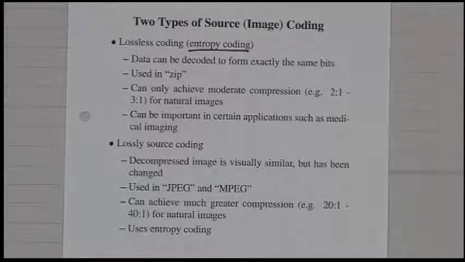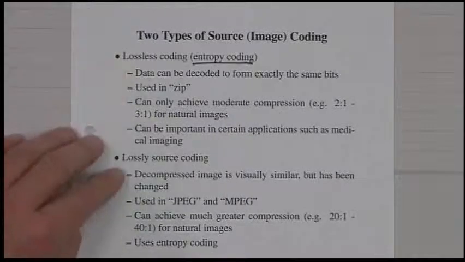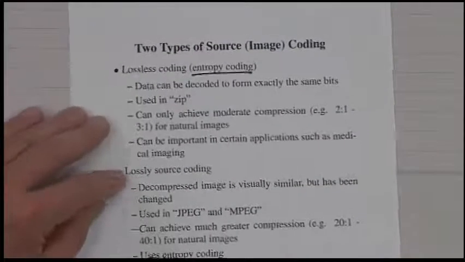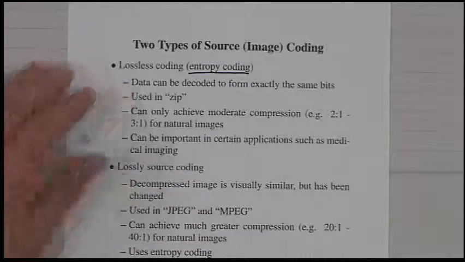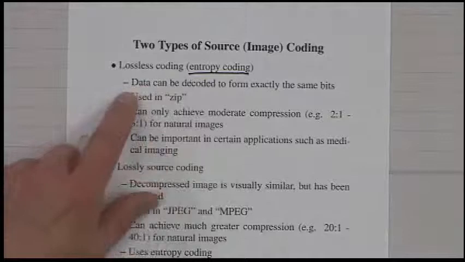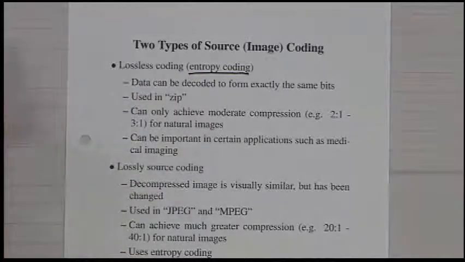So there's two kinds of encoding. There's lossless source coding, and there's lossy source coding. In lossless source coding, this is also referred to as just entropy coding. This is a little counterintuitive, that you can take the data and just compress it down without losing anything.